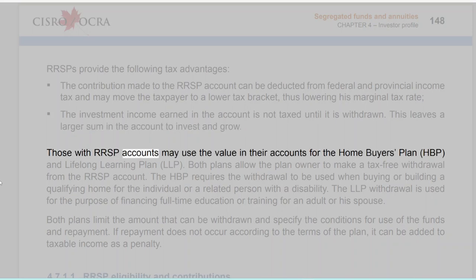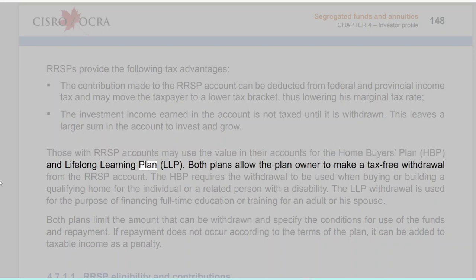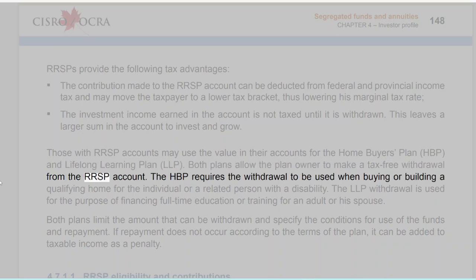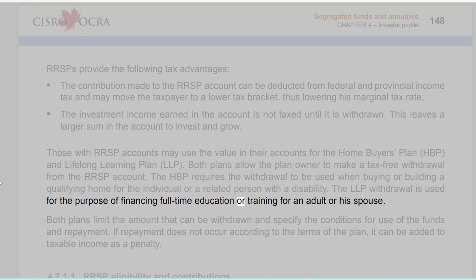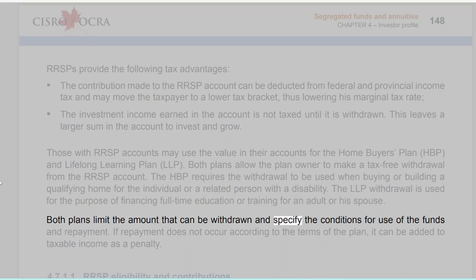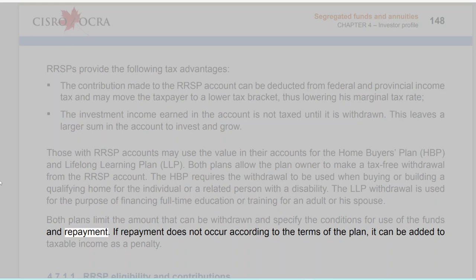Those with RRSP accounts may use the value in their accounts for the Home Buyer's Plan, HBP, and Lifelong Learning Plan, LLP. Both plans allow the plan owner to make a tax-free withdrawal from the RRSP account. The HBP requires the withdrawal to be used when buying or building a qualifying home for the individual or a related person with a disability. The LLP withdrawal is used for the purpose of financing full-time education or training for an adult or his spouse. Both plans limit the amount that can be withdrawn and specify the conditions for use of the funds and repayment. If repayment does not occur according to the terms of the plan, it can be added to taxable income as a penalty.